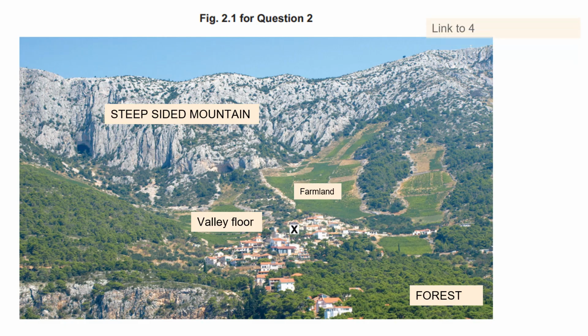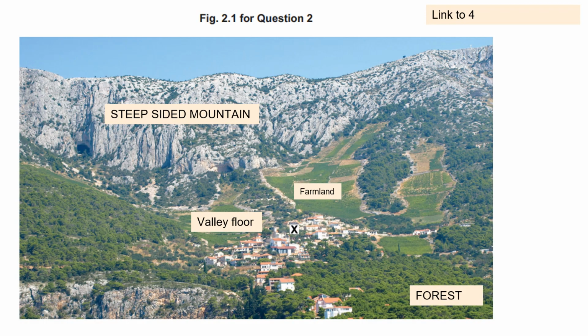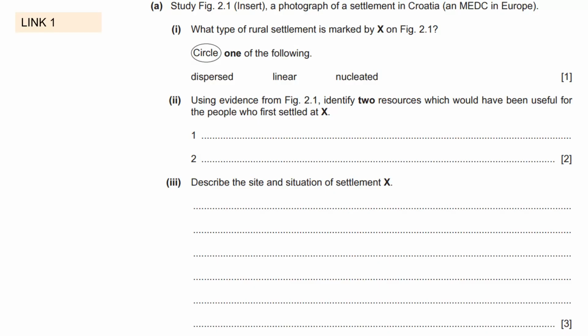The first question is: study figure 2.1, insert a photograph of a settlement in Croatia, which is an MEDC in Europe. What type of rural settlement is marked by X on figure 2.1? There are three forms. They just need you to circle one. If you look at this, this is a nucleated settlement because they are concentrated in a particular spot. So the answer there is nucleated.